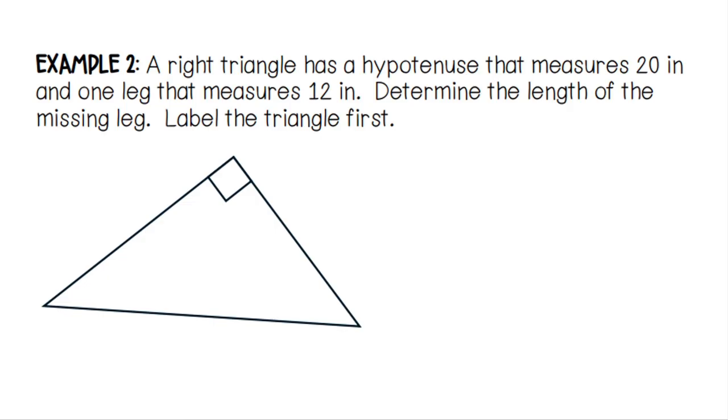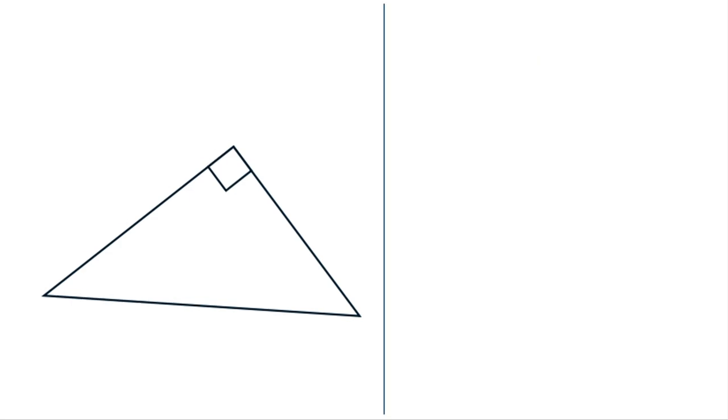We'll try another one. Here we have a right triangle that has a hypotenuse that measures 20 inches and a leg that measures 12 inches. Now we're going to find the side of another missing leg. So let's write out our important information. This is number 2. My hypotenuse is 20 inches.